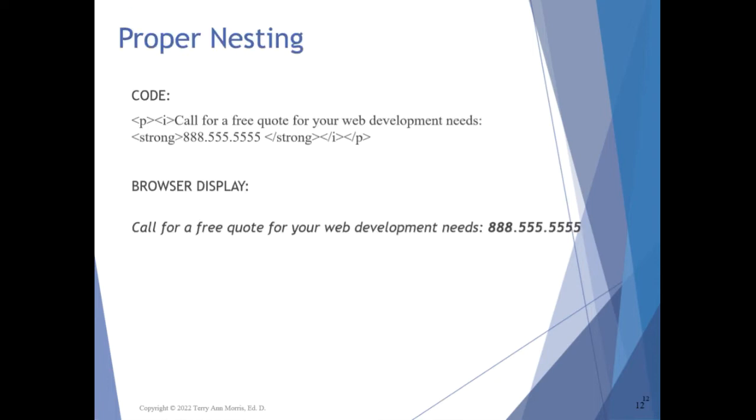Proper nesting. A nested element, also called a child element, can be a parent element too if other elements are nested within it. HTML tags should be nested in correct order. They must be closed in the inverse order of how they were defined.